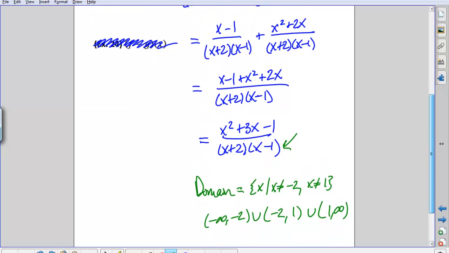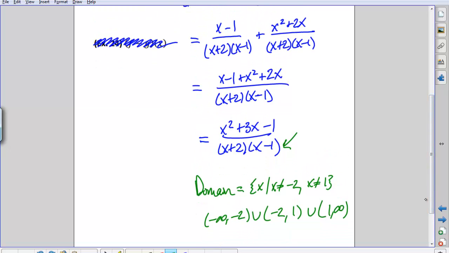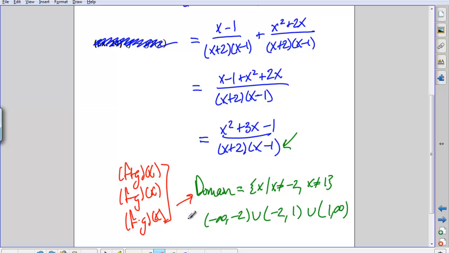Now what I just said about the domain is true for addition, subtraction, and multiplication. So when we start adding, subtracting, and multiplying two functions, if we know the domain for addition, it's the same for subtraction and multiplication. So this right here is the domain of f plus g of x, f minus g of x, and f times g of x. All three of those share that same domain. That's extra work we don't have to do. Once we know the domain for addition, it's true for subtraction and multiplication as well.